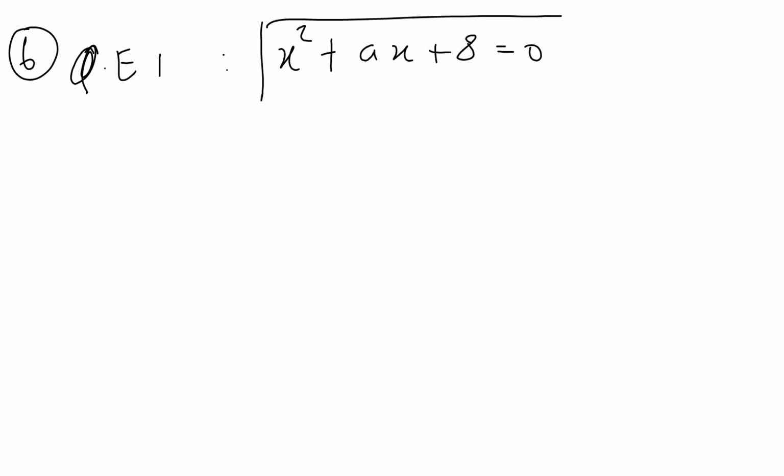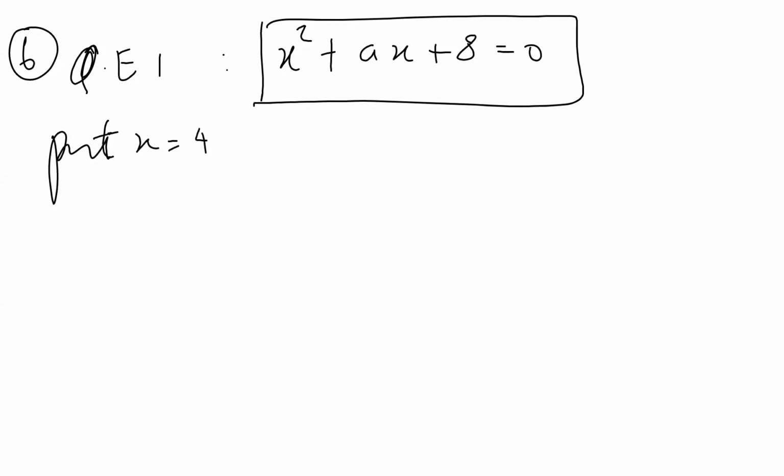So there are two quadratic equations given to you. So quadratic equation number 1. The first quadratic equation is x square plus ax plus 8 is equal to 0. So one of the roots of this quadratic equation is 4. Root of this quadratic equation means the value of x. So put x is equal to 4 in this. One of the roots is 4, so put x is equal to 4.